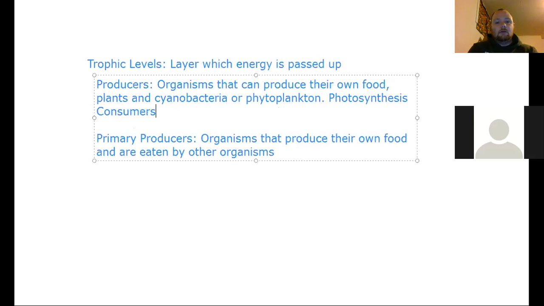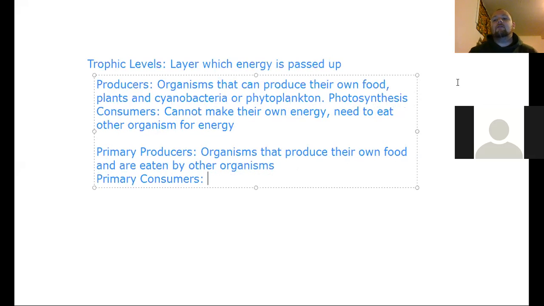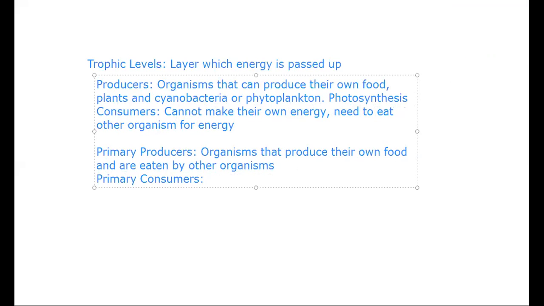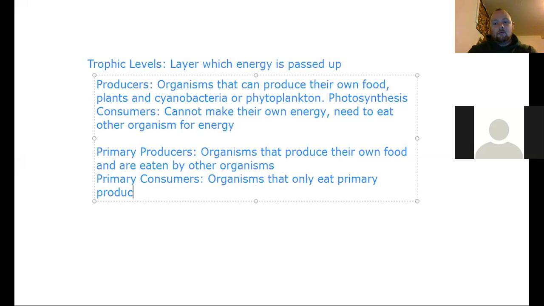Then we have consumers. Consumers cannot make their own energy, so they need to eat other organisms for energy. What is going to be next, after we have our primary producers? You're going to have your primary consumers. What do you think primary consumers are? Animals that eat the primary producers. Yes, so these are organisms that only eat primary producers. Are these going to be carnivores, herbivores, omnivores? Herbivores. Yeah, these are going to be herbivores.